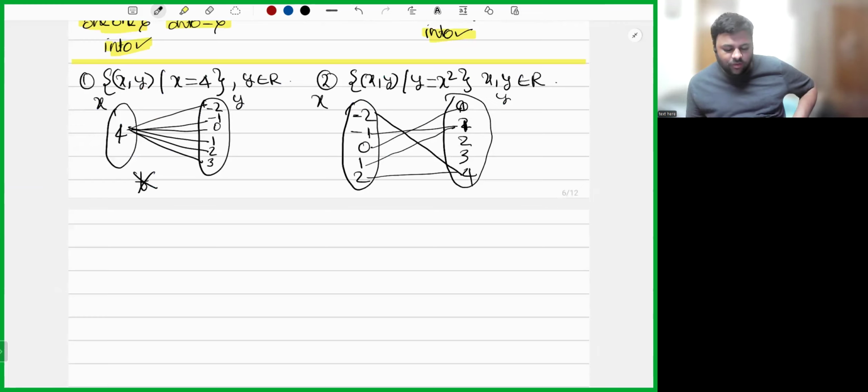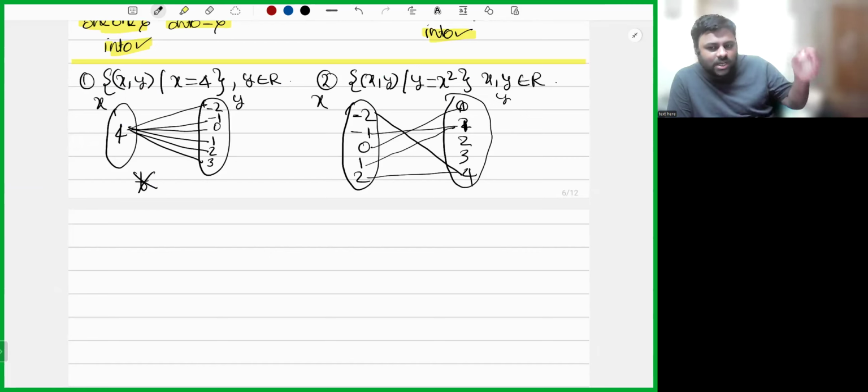First, is it a function, my dear friends? Is there any number in the number system which does not have a square? Take any number, you can square it. So every element in the domain has a mapping. Is there any element that you square and you will get two answers? 2 square, answer is only 4. -2 square, answer is only 4. -5 square, answer is only 25.